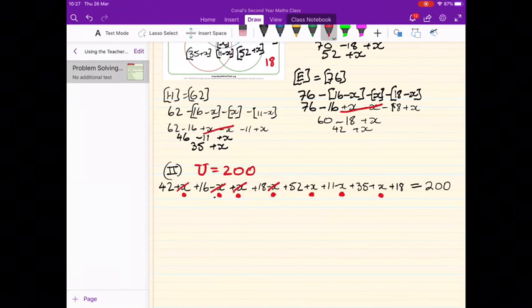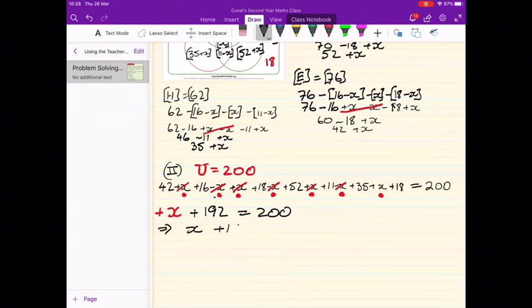Okay, so I have a plus x and a minus x. So that one will cancel that one. That plus will cancel that minus. That plus will cancel that minus. And we're left with a solitary positive x. Okay, now I'll run through and add all my numbers together. So I'll have 42 plus 16 be 58. Then I have to add 18, add 52, add 11, add 35, and add 18. And we're left with 192. So that's plus x plus 192 is equal to 200.